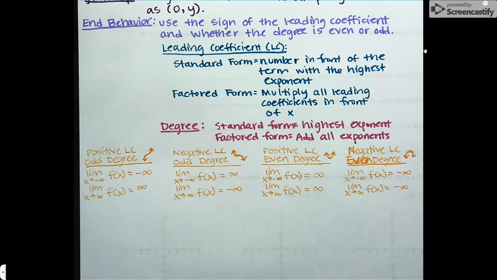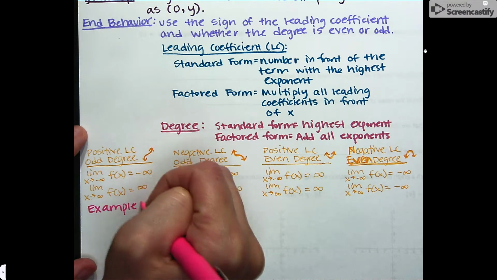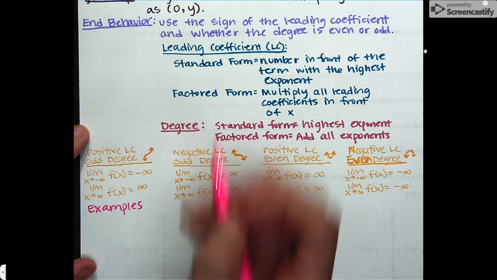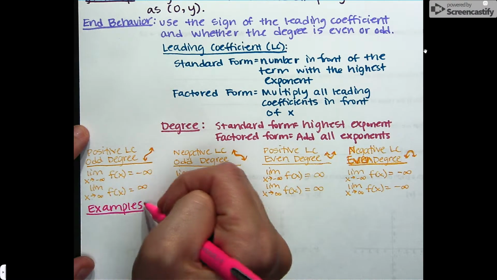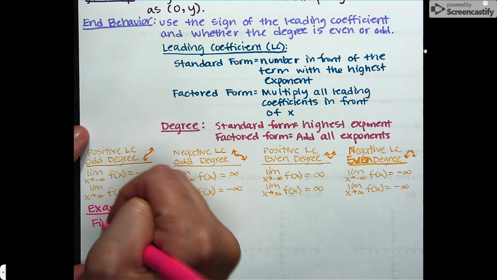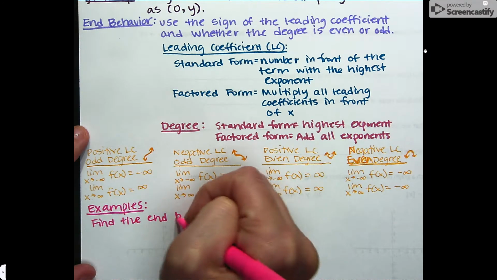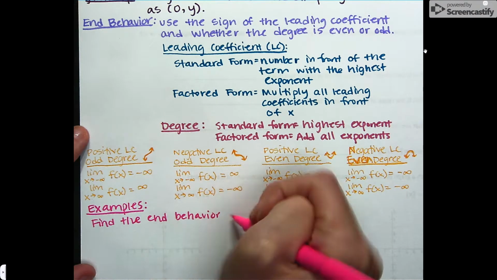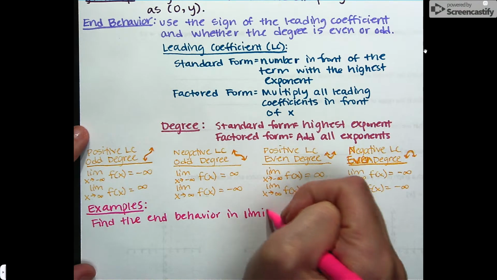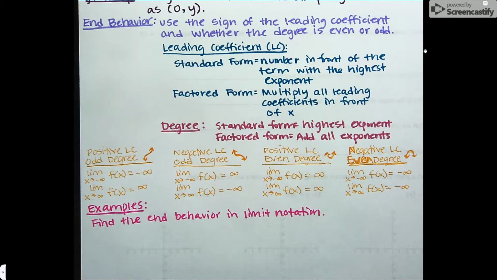So with all that being said, let's do a couple examples with just end behavior, and then I'll finish with a couple examples of everything. So the first two examples we're going to do, we are going to find the end behavior in limit notation. So that's going to be the instructions for the first few. Find the end behavior in limit notation.